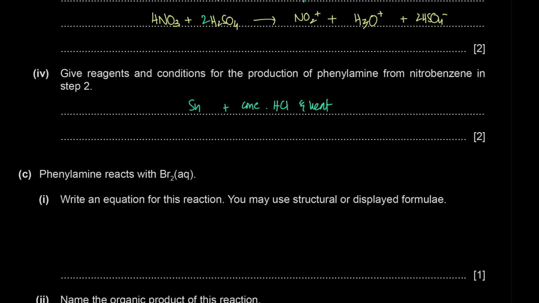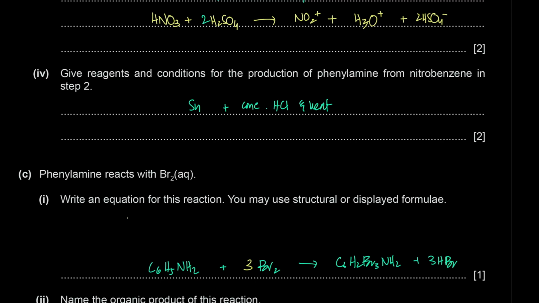Phenylamine reacts with Br2 aqueous. Write an equation for this reaction. You may use structural or displayed formula. So if you have phenylamine, C6H5NH2, you're going to make tribromophenylamine. If you guys remember, you have 3 bromine atoms substitute. This is similar to what happens with phenol. So you're going to have 3 bromines react, and you're going to form C6H2Br3NH2 plus 3HBr. You have 3 bromines substituting for 3 hydrogens on the benzene ring.